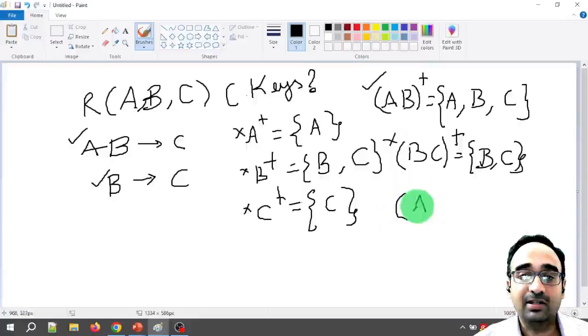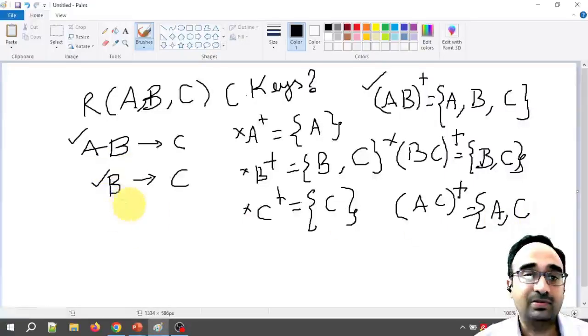Similarly, you can take AC also. By now I think you know the closure of AC. Include A, include C. With C there is no functional dependency. With A there is no functional dependency because there is B here, so we should not consider that. Even if you consider that, C is already here. So this closure is also not covering all three attributes. B is not there, so this is also not a candidate key. So for this given relation and the given set of FDs, there is only one candidate key, which is AB.